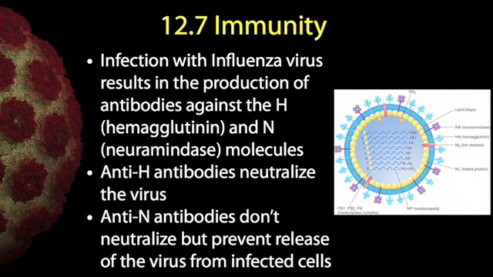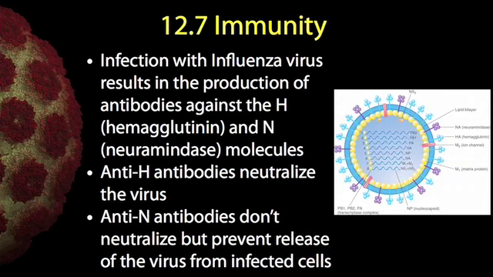When you become infected with an influenza virus particle, your body produces antibodies against the hemagglutinin, so the anti-H antibodies, and against the neuraminidase, anti-N antibodies. The hemagglutinin antibodies bind and neutralize the virus, so they prevent the virus from getting into cells, and the neuraminidase antibodies prevent the virus from spreading from one cell to another.